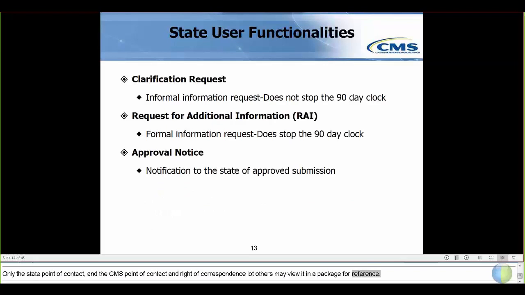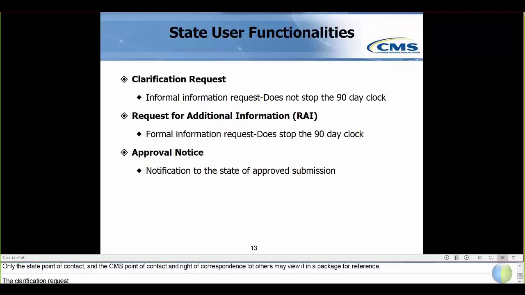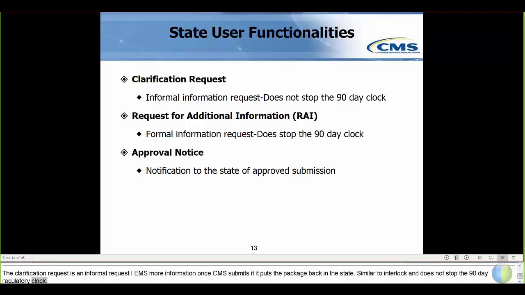The clarification request is an informal request by CMS for more information. Once CMS submits a clarification request, it puts the package back in the state's hands. It is similar to an unlock in MMDL and does not stop the 90-day regulatory clock. Another option would be for CMS to submit a request for additional information, or an RAI. This option stops the 90-day regulatory clock, but provides the state with an opportunity to address more in-depth questions or updates.